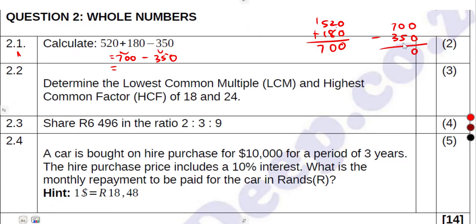0 here. 0 minus 5, it's impossible. So put a 1, then give a 1 here. It's going to be 4. 10 minus 5, that's 5. 7 minus 4, that's 3. So that is going to give us 350.